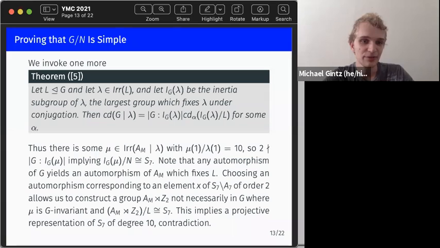This allows us, using that automorphism, to construct a group AM semi-directed with the cyclic group Z2, which is not necessarily in G or G over L, but within which mu is G invariant, and in which this group quotiented by L is going to be S7. And because this is G invariant, that means that since all cyclic groups have only one factor set, which is trivial, and all the representations of cyclic groups have dimension 1, this would give us a projective representation of S7 of degree 10, which is going to give us a contradiction.